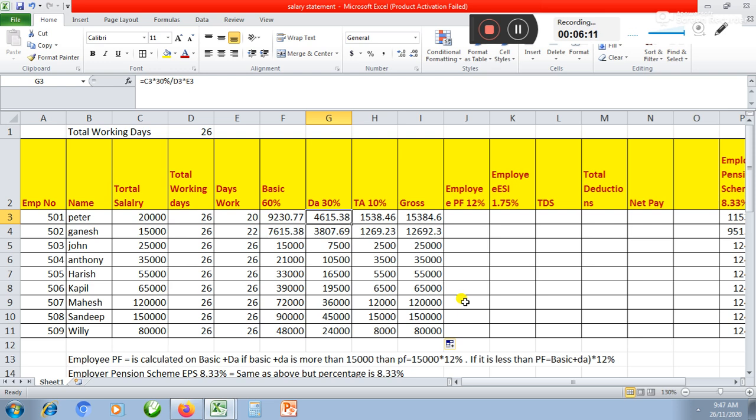But in the interview, they may ask you, see, allowances are not important for us because allowances we won't be paying to the government. Allowances, no doubt, go to the employee only.